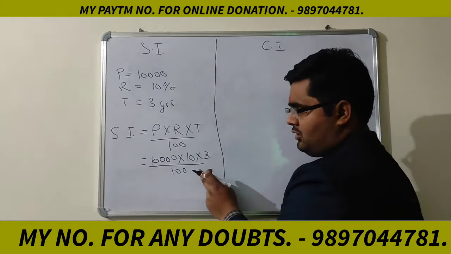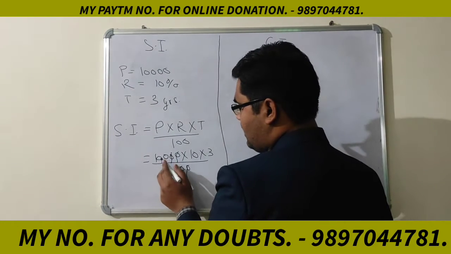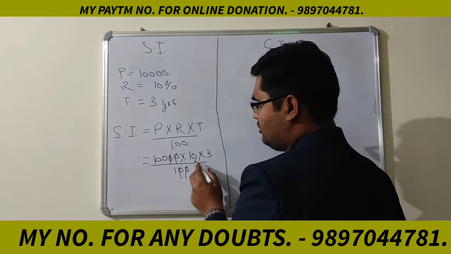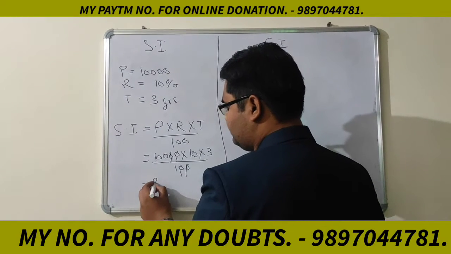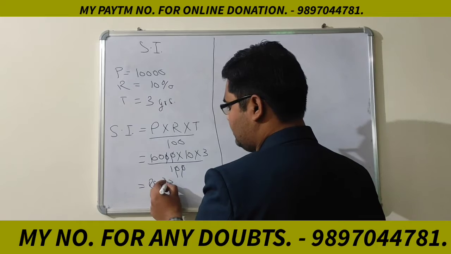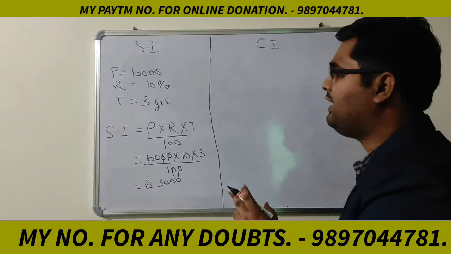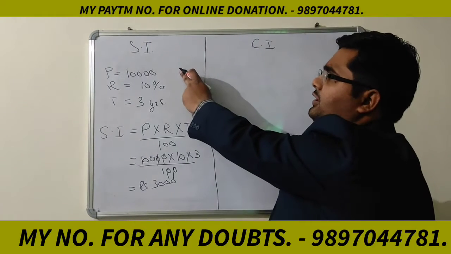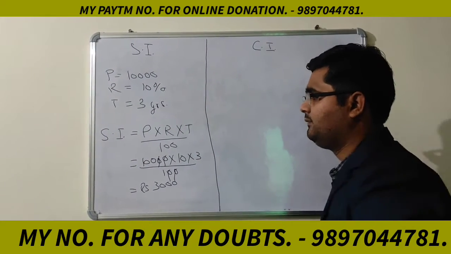On calculating this, these two zeros get cancelled. 100 into 10 is 1000, 1000 into 3 is rupees 3000. So here, the SI on principal 10,000, rate of interest 10%, and time 3 years is 3000.